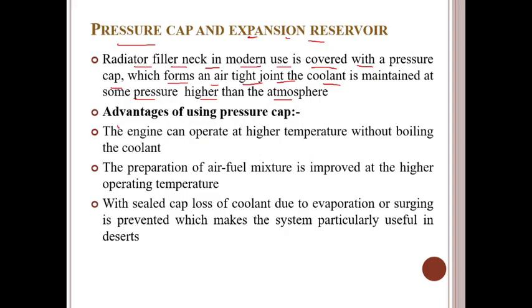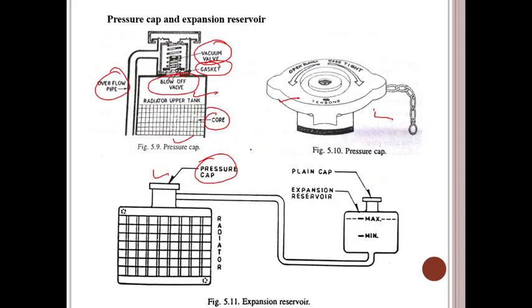So the engine can operate at higher temperature without boiling the coolant. The preparation of the air fuel mixture improves at higher operating temperatures. With a sealed cap, loss of coolant due to evaporation or surging is prevented, which makes the system particularly useful in deserts also. We know this is useful in deserts and at high altitudes.